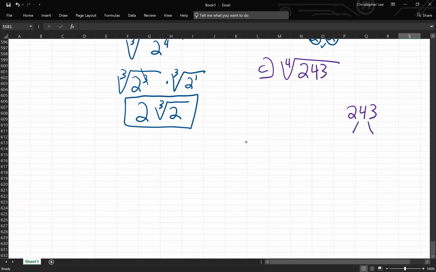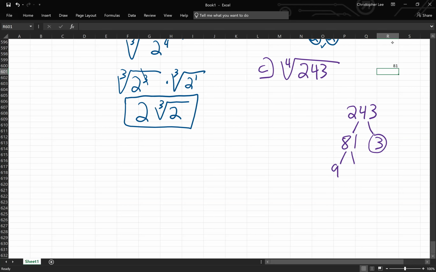Now, let's see. 2 plus 4 is 6. 6 plus 3 is 9. 9 is divisible by 3, so I know that 3 goes into this. I'm going to cheat. I'm going to use the calculator real quick. 243 divided by 3, what is that? That is 81. So I have 3, 3 is prime, and then I have 81. And from there, I can finish this off.